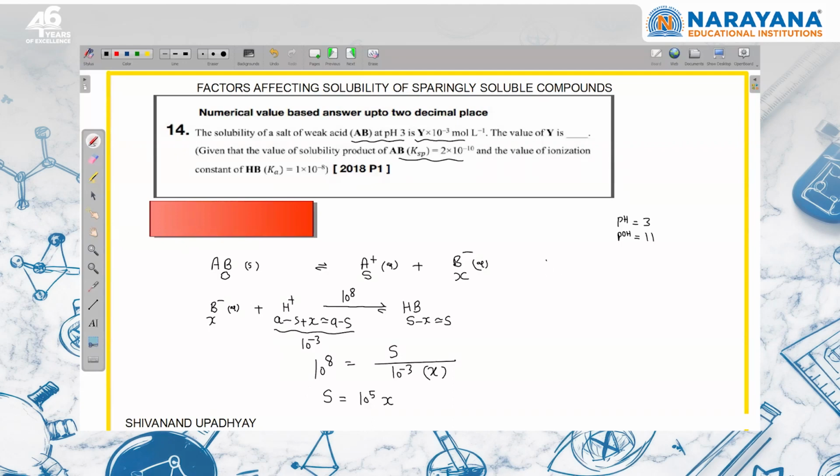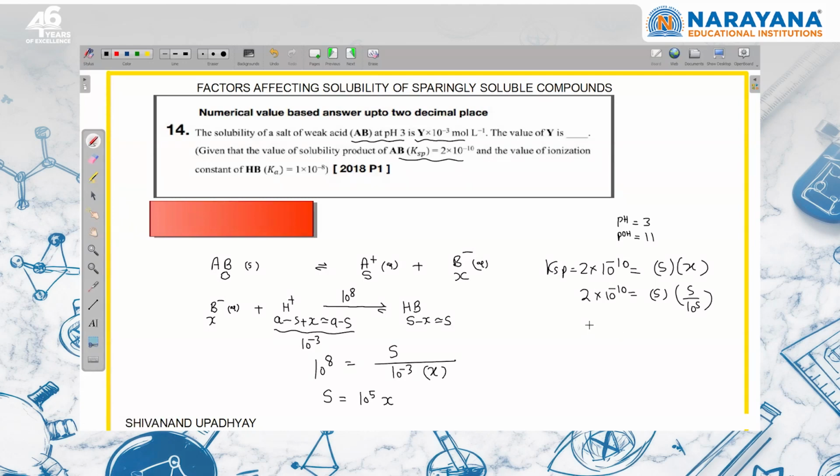So the value of KSP is given. The value of KSP is 2 into 10 to the power minus 10. That can be written as S into X, right? You can put the value here. If we have to calculate the solubility, I can remove this X, so S into X can be replaced by S by 10 to the power 5. This is equal to 2 into 10 to the power minus 10.